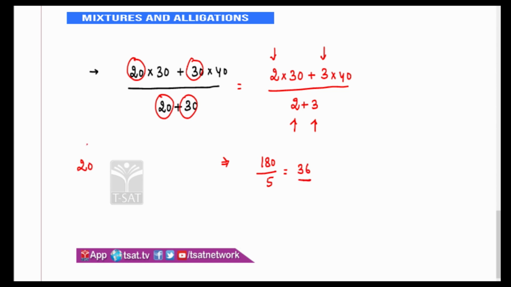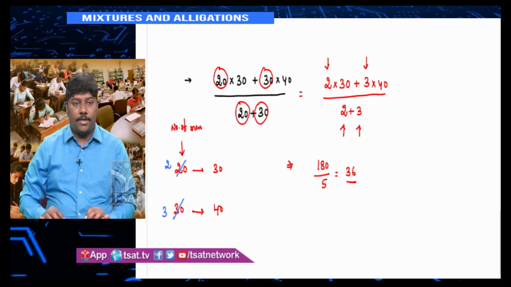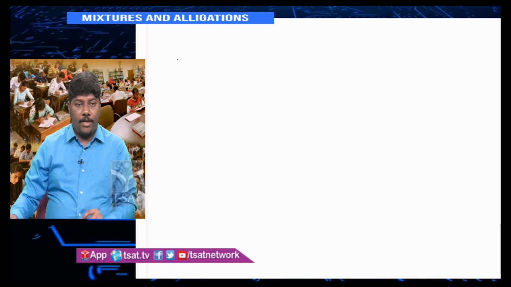Here the number of members in the first group is 20, in the second group is 30. The average of the first group is 30, the average of the second group is 40. Always simplify the number of members in the first group and second group. It's 2, this is 3. So you can say 2 into 30 plus 3 into 40 by 2 plus 3 is equal to 36. If you have any common factor between the number of members in the groups, you can make it simple by cancelling it. I am deriving a formula using it.